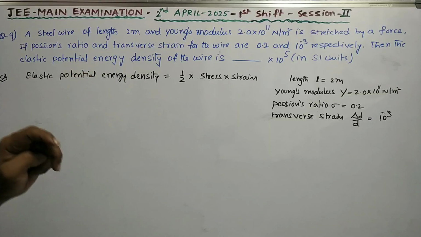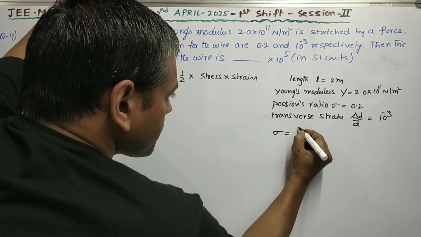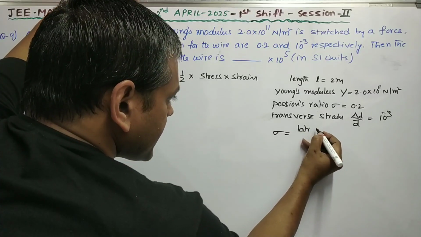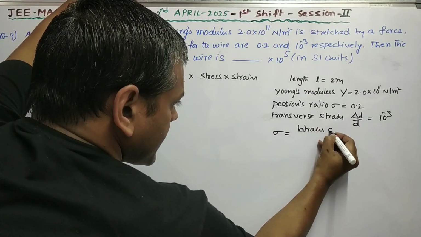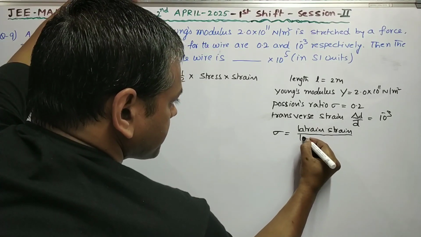Then the elastic potential energy. You know, from Poisson's ratio, sigma is equal to lateral strain by longitudinal strain.